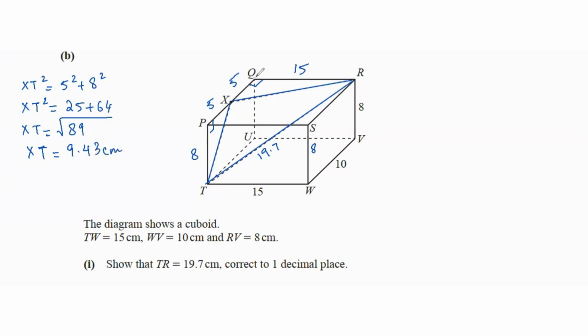Now we find RX. So RX square, once again it's the hypotenuse, equals 5 square plus 15 square, which is QX square and QR square. RX square equals 25 plus 225, which leaves us with RX equals the square root of 250, and the square root of 250 is 15.81.